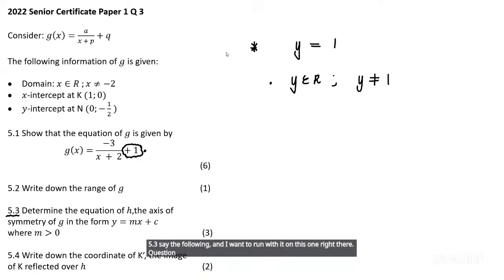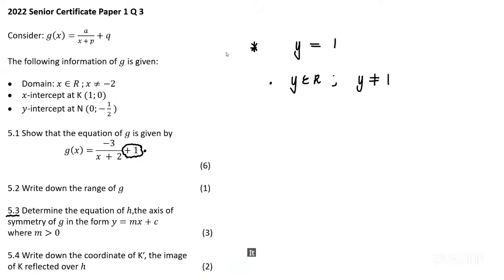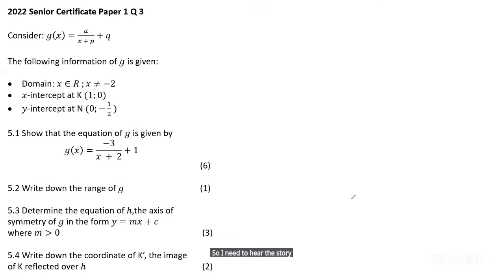5.3 says the following, and I want to run with it on this one. Question 5.3 says determine the equation of H. Whose H? H is the axis of symmetry of G in the form Y is mx plus c, where the value of m is greater than 0. So I need to hear the story. I'm determining the equation of an axis of symmetry of a hyperbola.